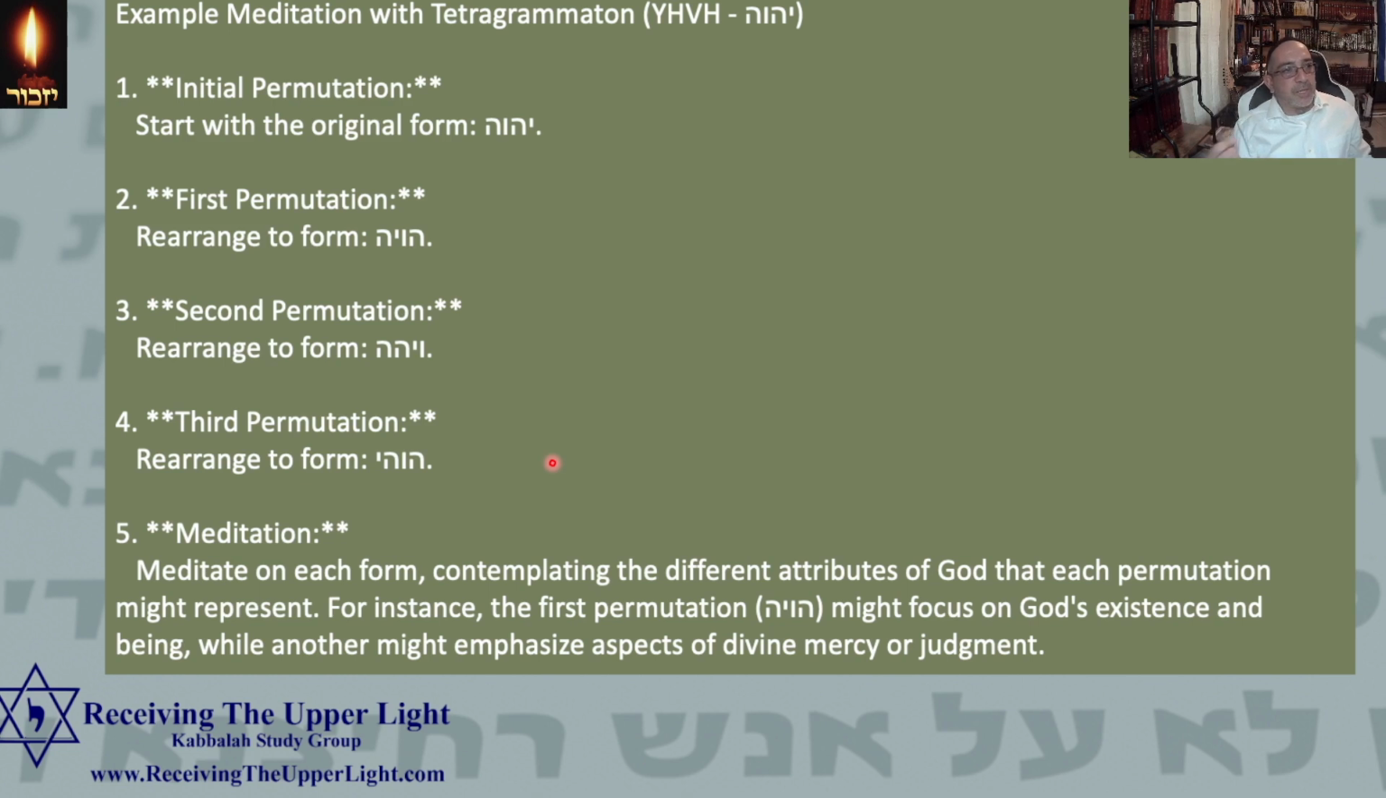For example, the first permutation of the He, Vav, Yod, He might focus on God's existence and being, while another might emphasize aspects of the divine mercy and judgment, right? The reason for that is that the Yod is considered to be from the side of Chesed, while the Hey is considered to be from the side of severity, in judgment. And here we're starting with the side of severity and judgment. The next one, we're starting with the Vav. The Vav is the middle pillar that is going to balance these forces.